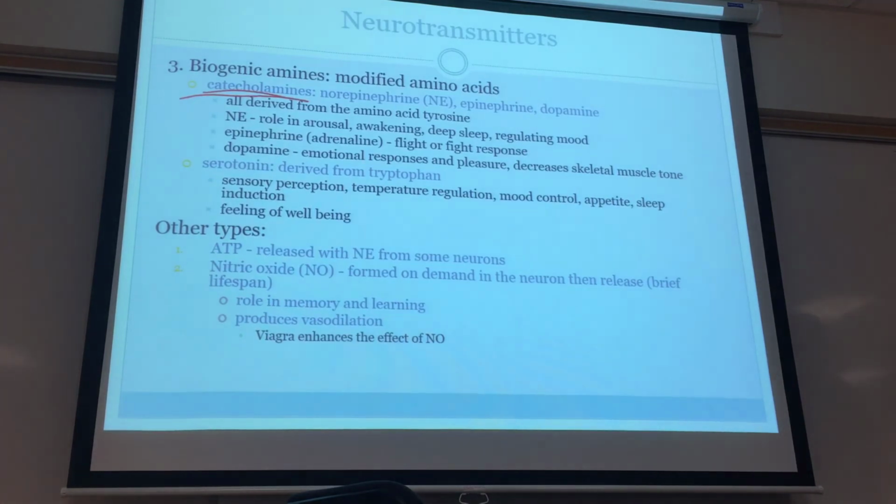So these things are heavy. When you look at certain drugs that affect neurotransmitters, they have varied side effects depending on what other areas of the brain they affect. Other areas that we can talk about, ATP, nitric oxide, don't worry about that. We'll talk about that later on. But just to give you an idea that we just don't have just amino acids, there's many other ones.